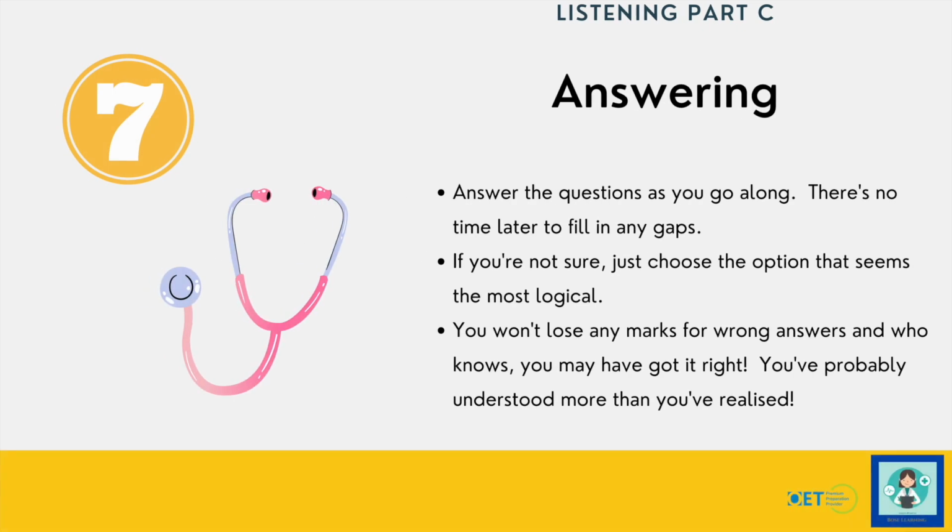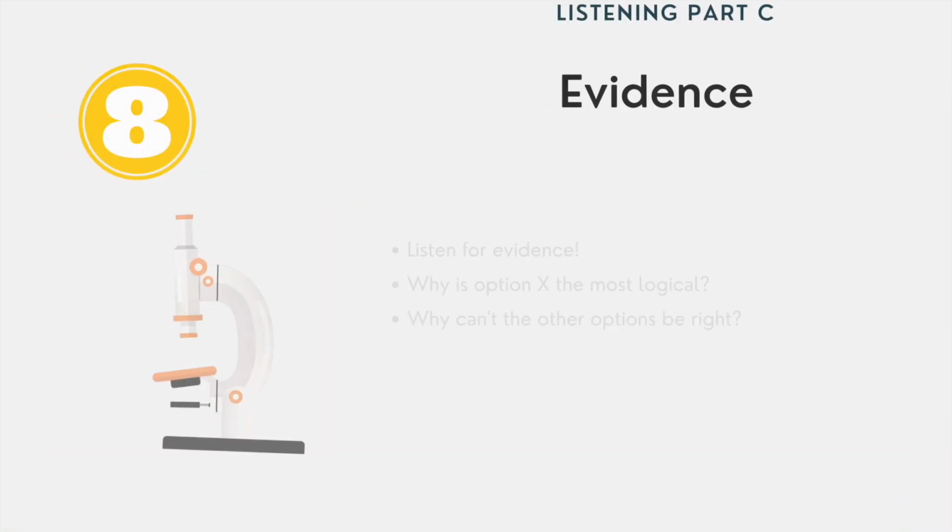Number 7 is all about answering. Answer the questions as you go along, because there's really no time to fill in anything afterwards. And if you're not sure, just choose the option that you think is the most logical, because you're not going to lose any marks. And who knows, you may be right. You've probably understood more than you've realised, so just shade something in that you think is the likely answer.